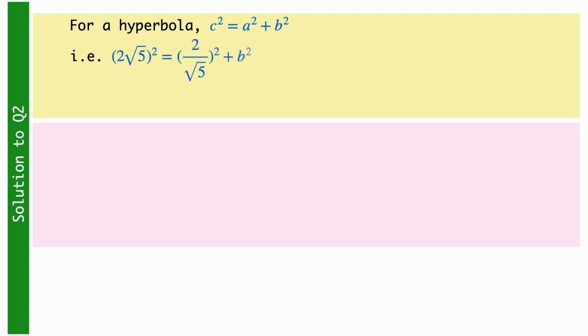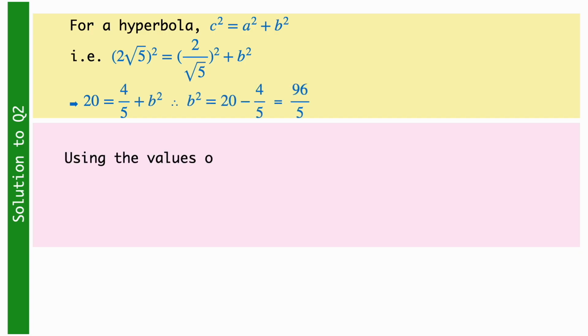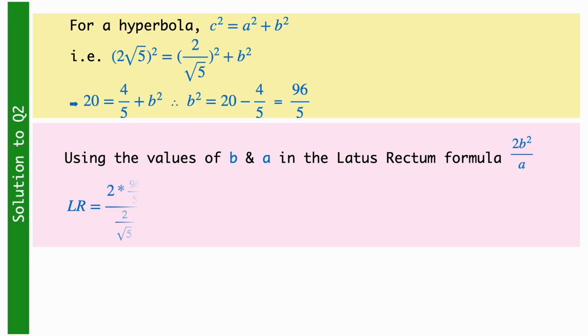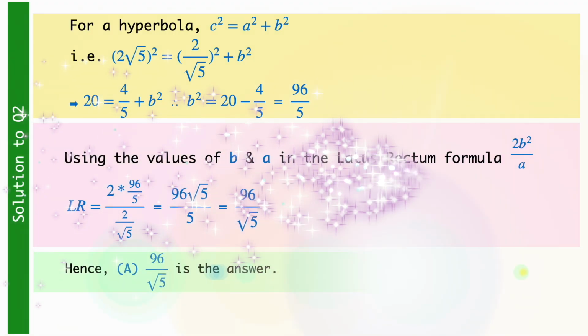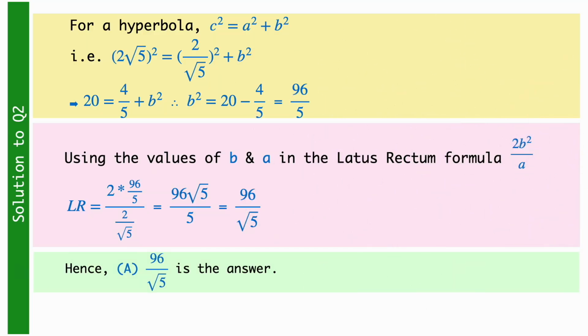For a hyperbola, c square equals a square plus b square. Substituting the values of c and a in this equation, we get 2 root 5 whole square equals 2 upon root 5 whole square plus b square. When we solve it, we get the value of b square as 96 upon 5. Knowing the values of b and a, we can use the formula of the latus rectum of the hyperbola as 2b square upon a, from which we get the latus rectum as 96 upon root 5. Hence, A, 96 upon root 5, is the answer.